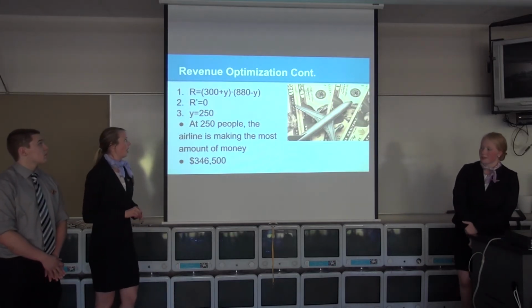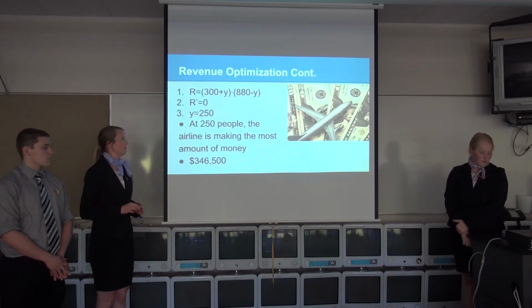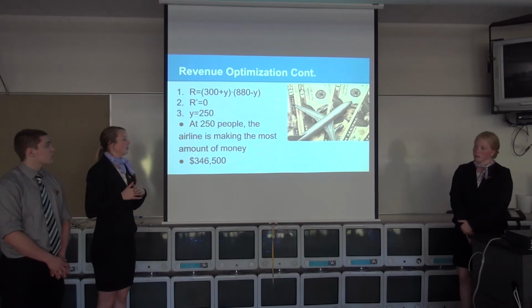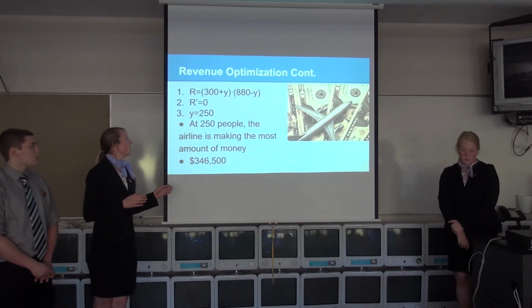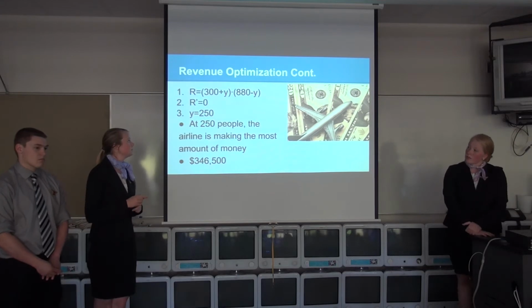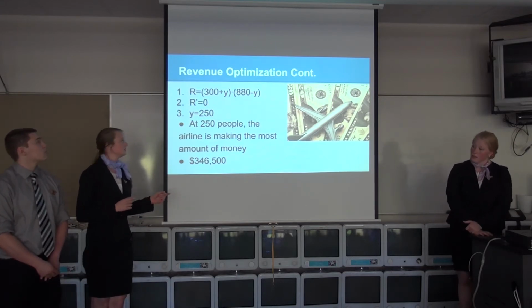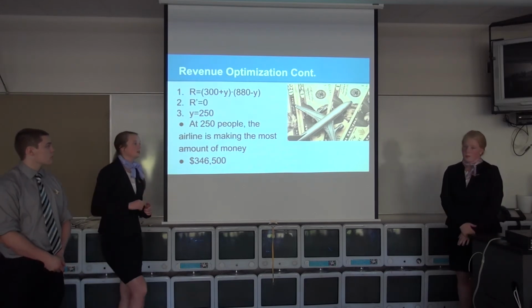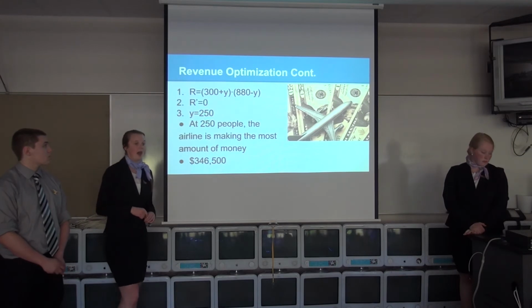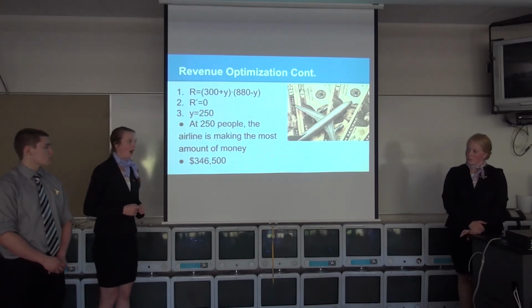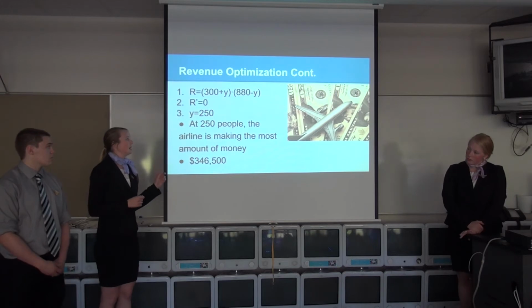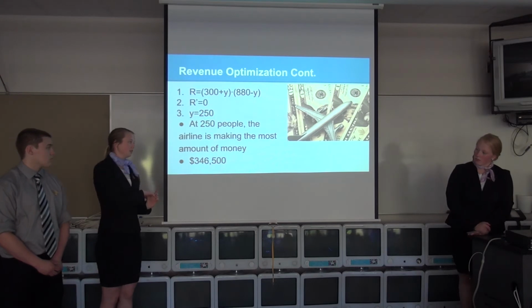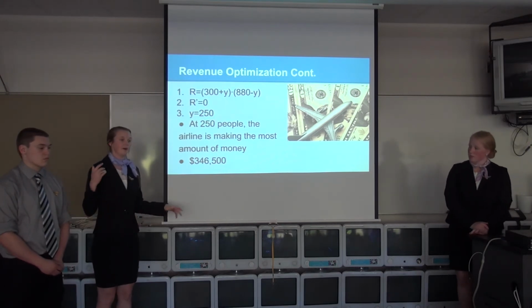So R represents our equation that we use to find our optimal revenue. With 300 people on the plane and a ticket price of $880, we added Y persons and subtracted Y dollars and found the derivative of that equation, set it equal to 0 to find our maximum number of people on the plane that would bring in our optimal revenue, and that equaled 250 people on the airline, which would make about $346,500. But we were like, what?